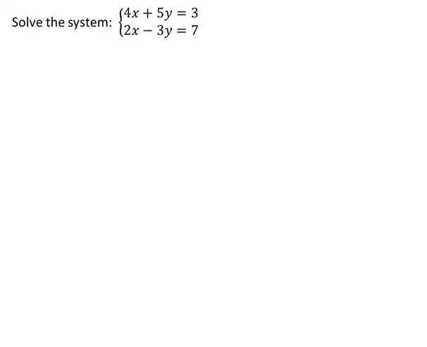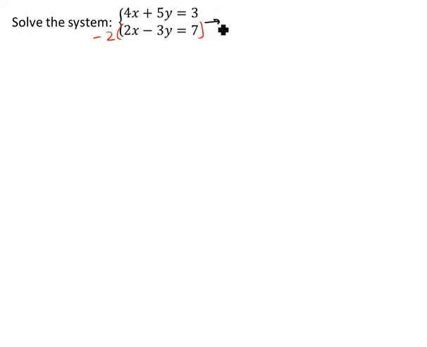So for this particular problem, the quickest way to get opposites on one of the variables is to multiply the second equation by negative 2. That would make the coefficient on the x a negative 4, which is the opposite of the positive 4 that we have in the first equation. Now when we decide to multiply an equation by something, we have to remember to multiply each term, including both sides of the equation, by that number.